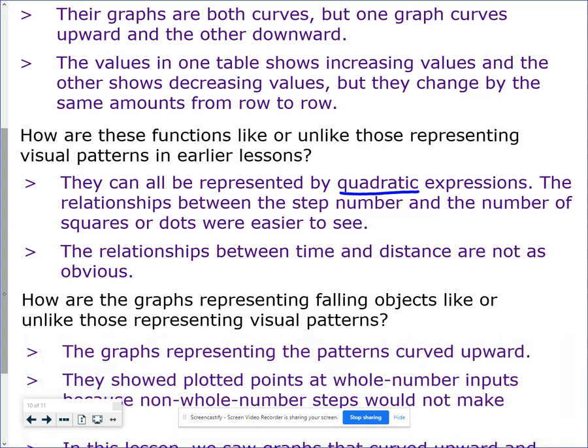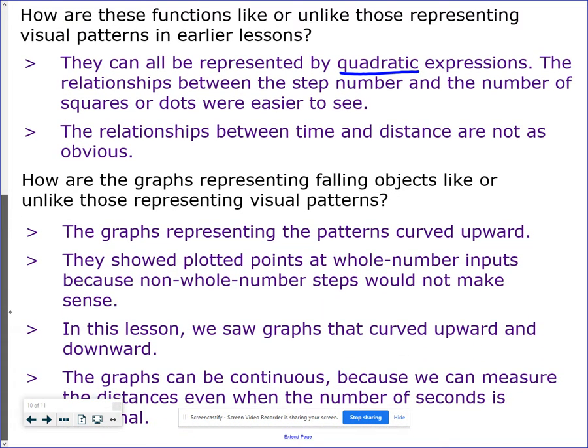For this last question, how are the graphs representing falling objects like or unlike? Oh, I think that we were just doing that, kind of. The graphs representing the patterns are curving, right? When we're looking at these quadratics, they're curving upward, when we're talking about the falling objects and how far it has gone. Now I read the question more clearly.